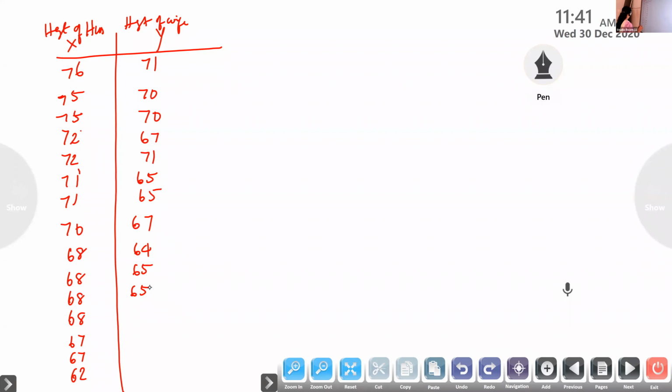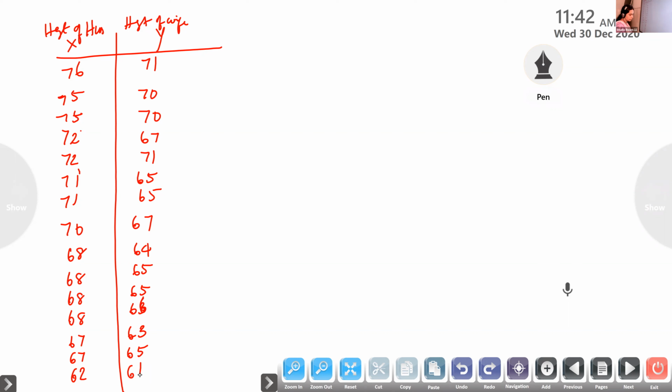The next ones are 66, 66, 63, 65, 61. So about 15 data are given. And look at this, all the numbers are 2-digit numbers. Here it is already arranged almost in descending order.